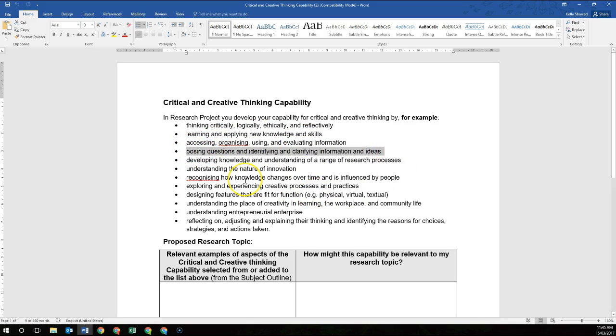You're going to be posing questions and identifying clarifying information and ideas. Because we've chosen critical and creative thinking likely because you're looking at both sides of the argument, you need to be able to pose questions to look at both to clarify information and ideas. So you might be developing your ability to pose questions by thinking outside the box and identifying information that you may not have come across before.